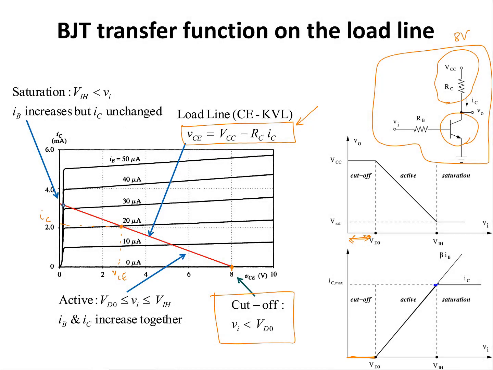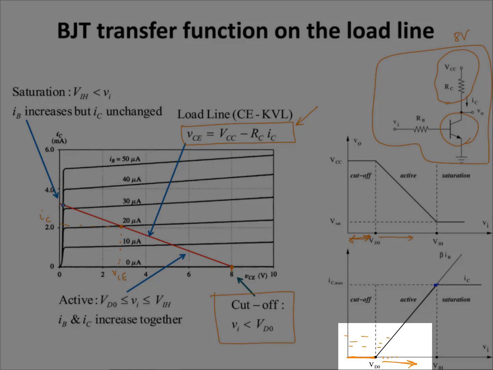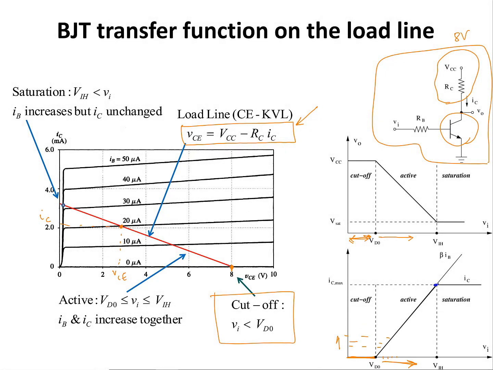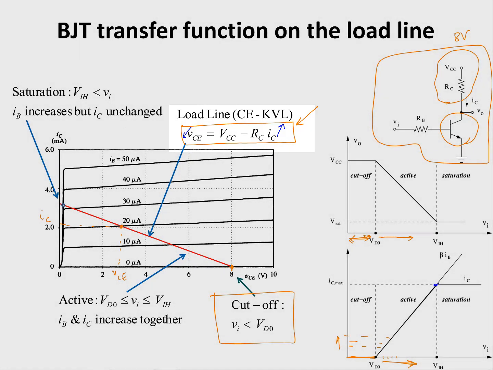What if I increase VI from VD0 volts, and what's going to happen to the value of IC and VCE? If you do that, the value of IC is going to increase. So as VI increases, the value of IC also increases. And if the value of IC goes high, the value of VCE is going to go low. So from there, it's like I'm moving in this direction on the load line. The value of VCE decreases, but the value of IC increases.